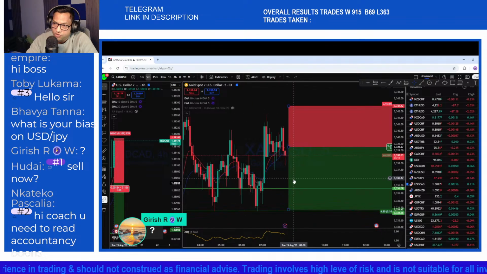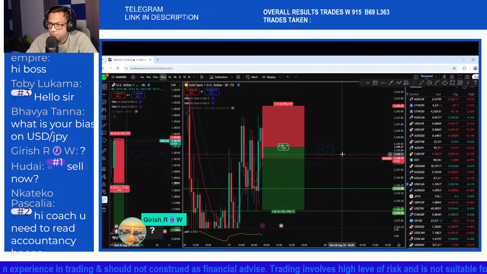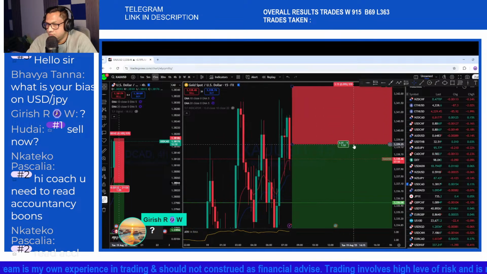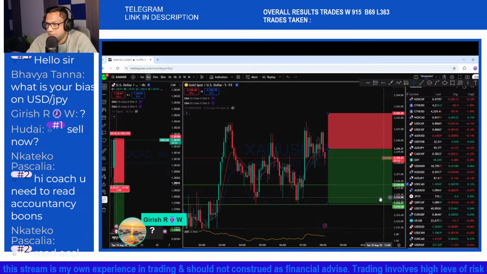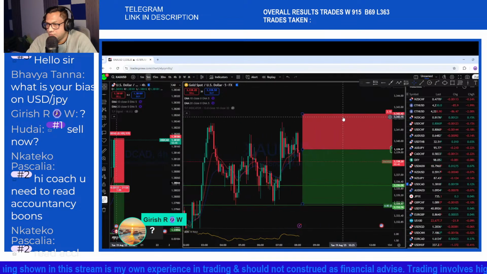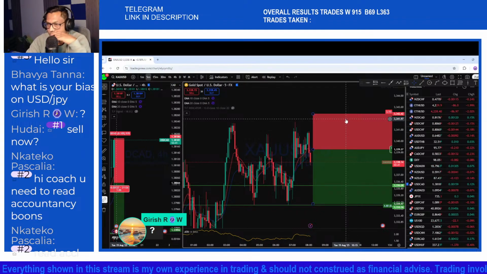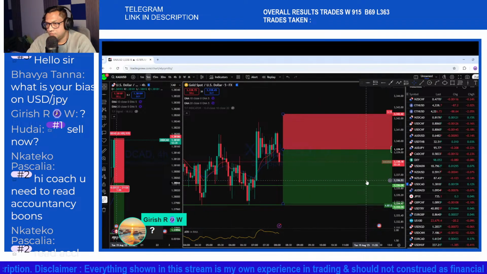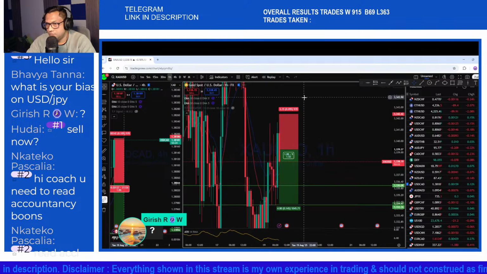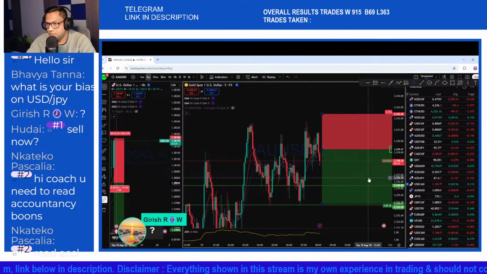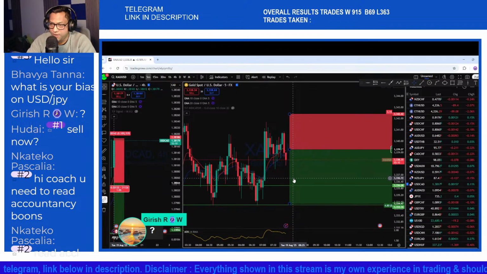With a double top here, the market is slowly trying to push back below to this support level. There's the double top, expecting the market to trend back below here to this support level.